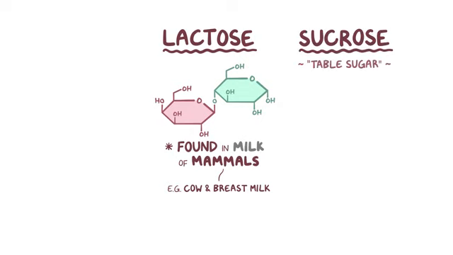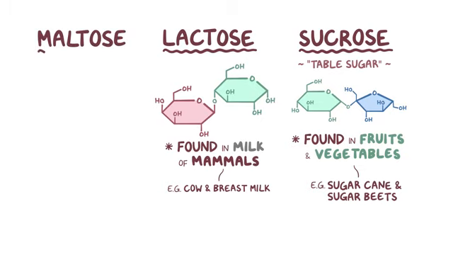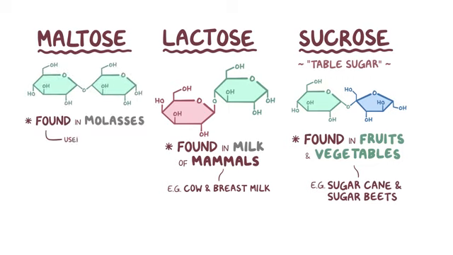Sucrose, or table sugar, is another disaccharide, and it's formed when fructose links up with glucose. Sucrose is found in various fruits and vegetables, with sugarcane and sugar beets having the highest quantities. Maltose is another disaccharide, and this one is two glucose molecules linked together, and it's found in molasses, which can be used as a substrate to ferment beer.